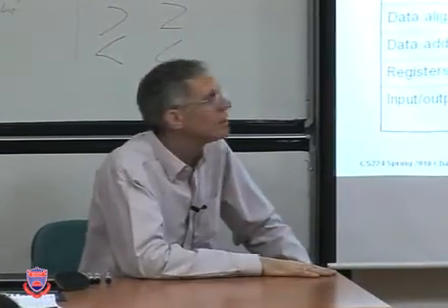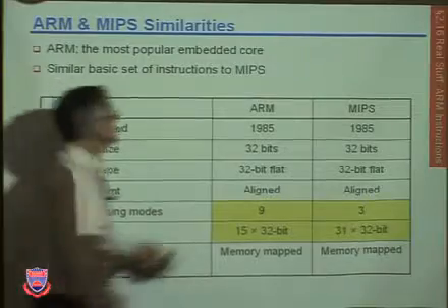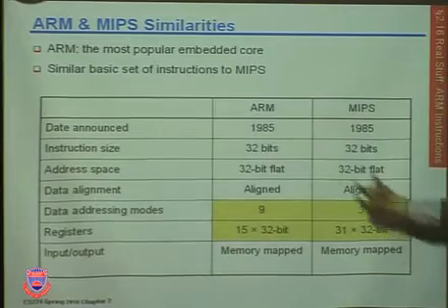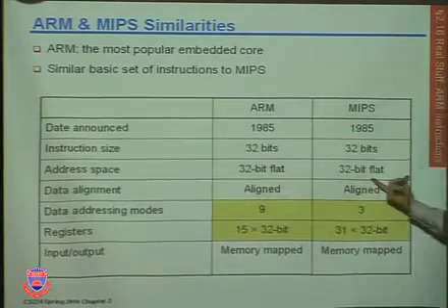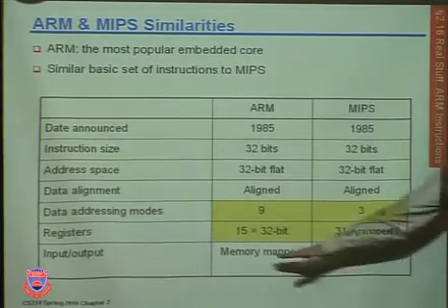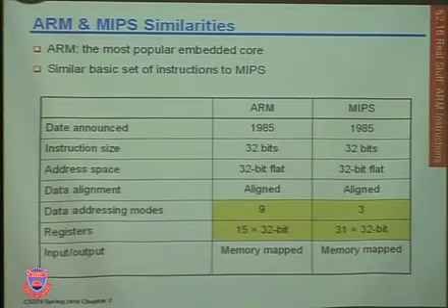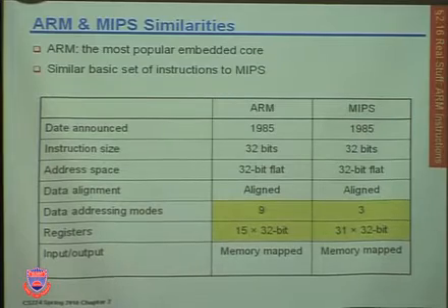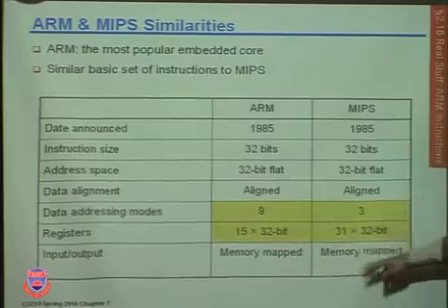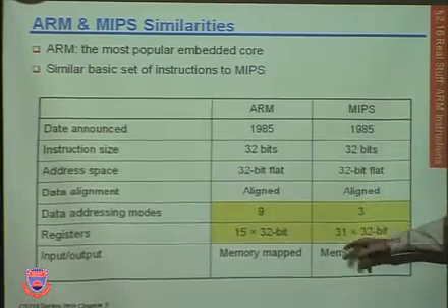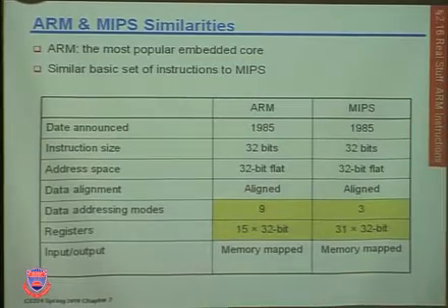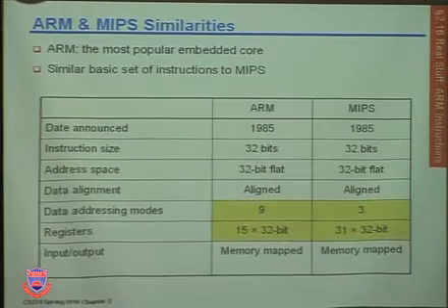ARM and MIPS have a number of similarities. They are similar because they came out of the same RISC revolution of the mid-1980s, and so they have an instruction size, an address space, and a data alignment which are identical, and also the input-output being memory mapped. And they're not very different even in some other things. ARM decided to go with 15 general-purpose registers, and MIPS decided to go with 31. You can see that both of them dedicated a register to a fixed value, because 32 and 16 would be natural sizes. So one of them has been given away to something like a 0.